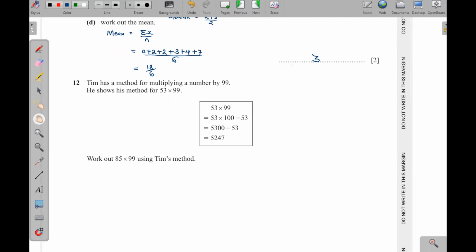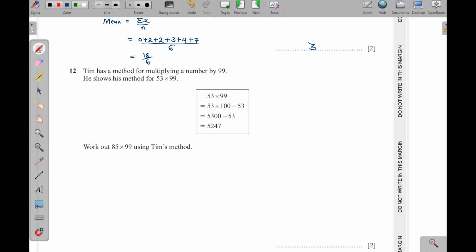Then question 12, they are giving us a method to use here. They are saying Tim has a method for multiplying a number by 99. He shows his method for 53 times 99. So 53 times 99 is equal to, you get 53 times 100. So it's like you're having 53, 99 of them. You get it? But if you're having 99 of them, that means you can have 153s, then minus 153, because 100 minus 1, you get what? A 99. So that's why they are saying 53 times 100, then minus 153.